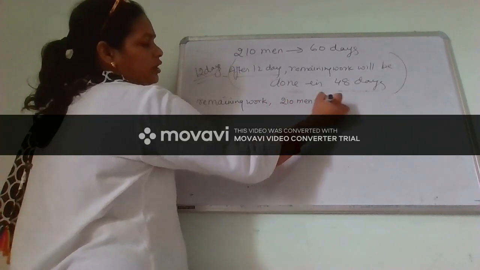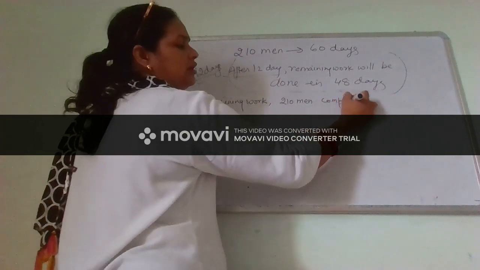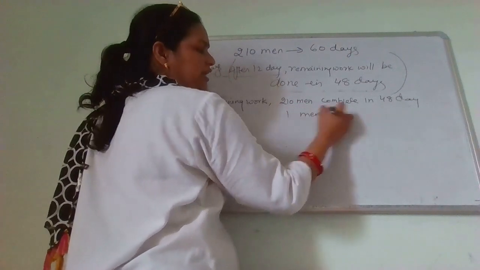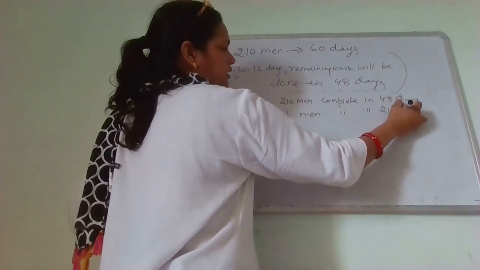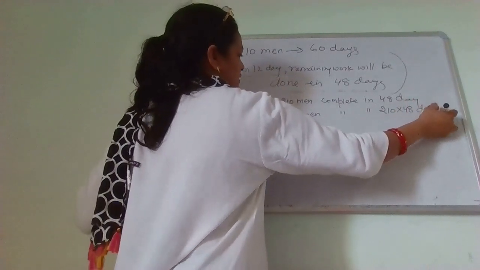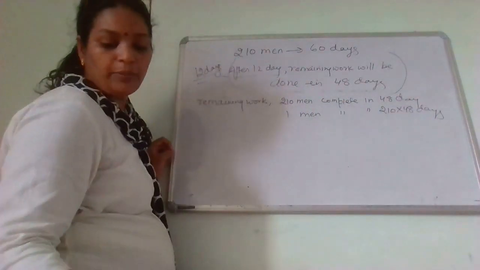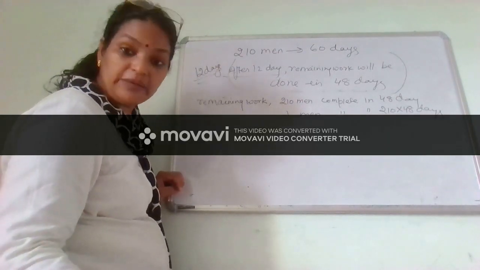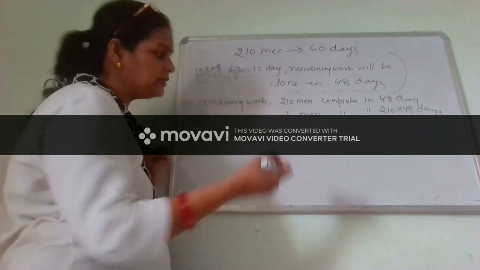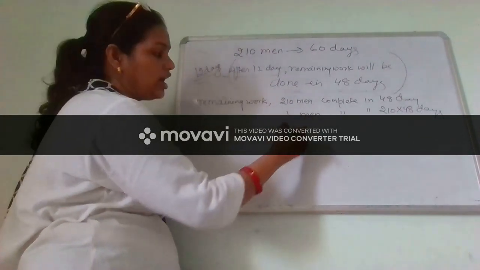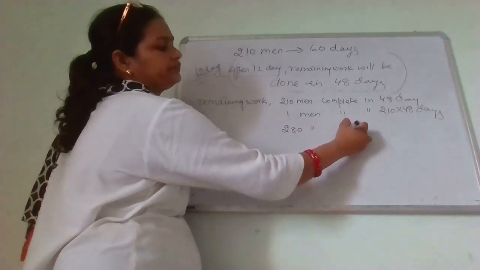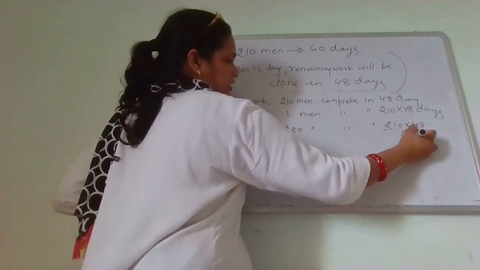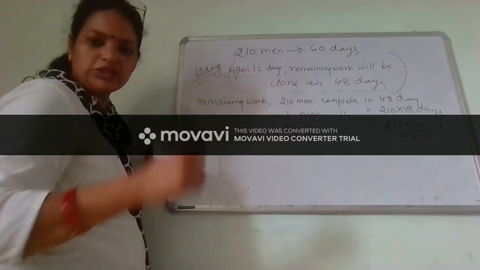210 men complete it in 48 days. So one man will take how many days? 210 into 48 days. And then will it be increasing or decreasing? After 12 days, he was joined by 70 more men. So this time the manpower increases. So 210 plus 70 is how much? 280 men. Completing in 210 into 48 by 280. So you will solve the answer.